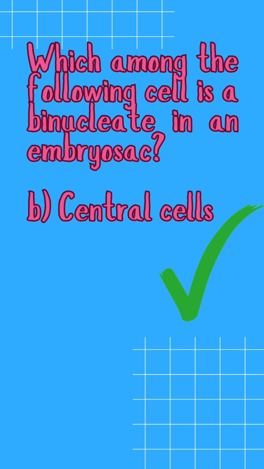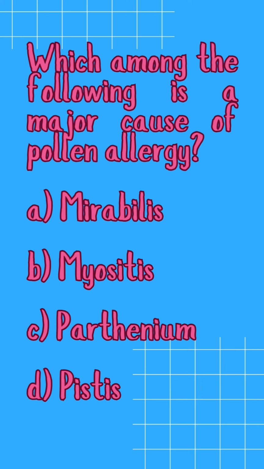Okay, then coming to the next one: which among the following is a major cause of pollen allergy in India? You have the options here. Option A, Mirabilis; option B, Myosotis; option C, Parthenium; and option D, Pistia. Which one is a major cause of pollen allergy?